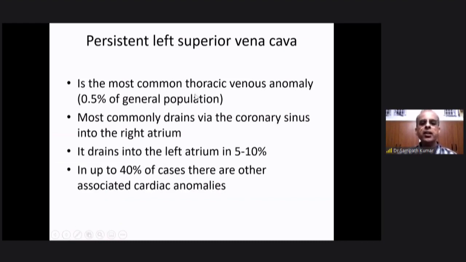It is the most common thoracic venous anomaly. 0.5% of the general population may have it. It commonly drains via the coronary sinus into the right atrium, and it drains into the left atrium in 5 to 10%. And there are other cardiac anomalies in 40% of cases.